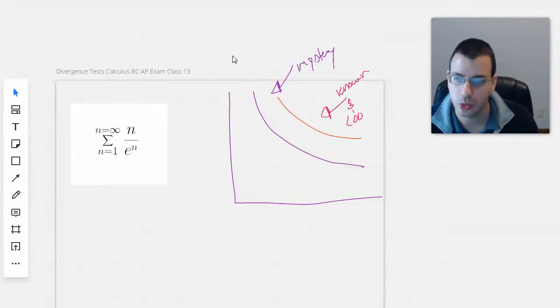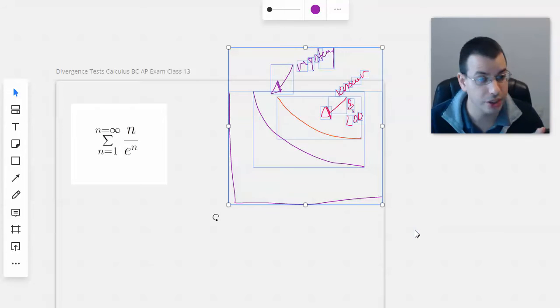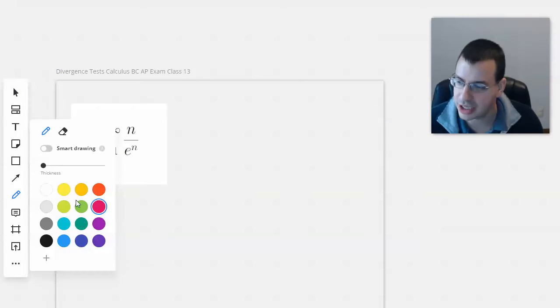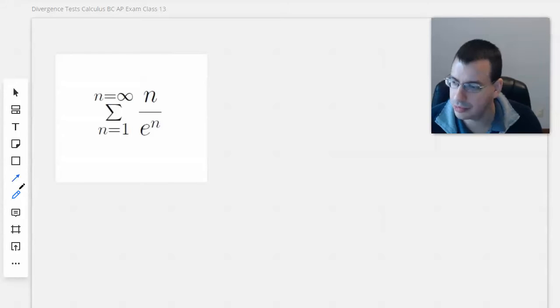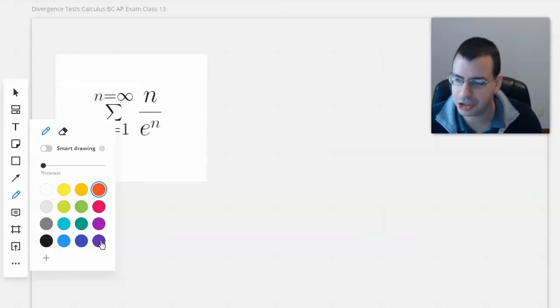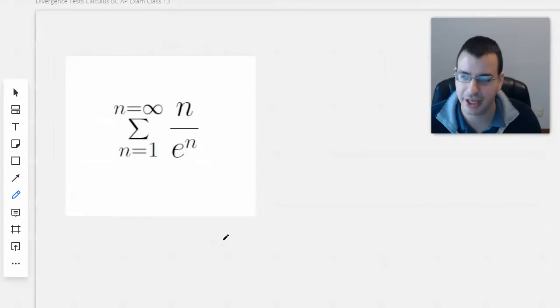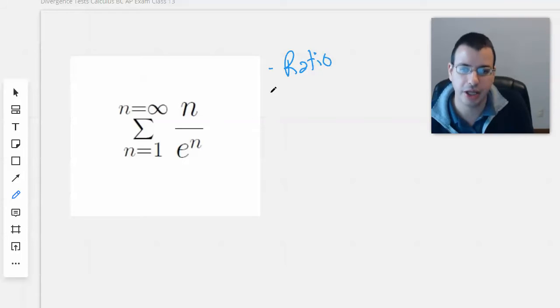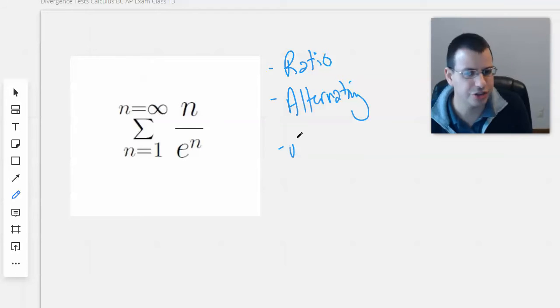So today, we are going to do the ratio test and the alternating series test. Okay, cyan. So, just to keep me on track, I'll write ratio and alternating series. And then we'll talk about radius of convergence.